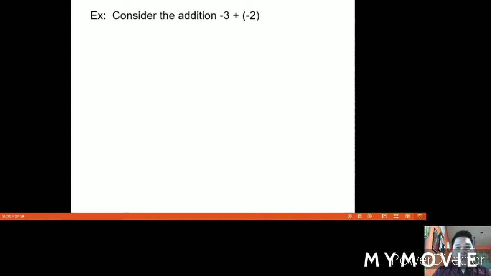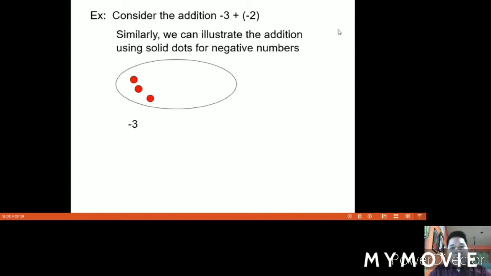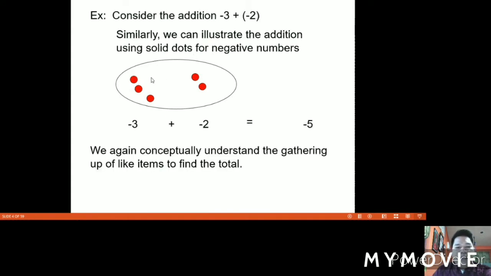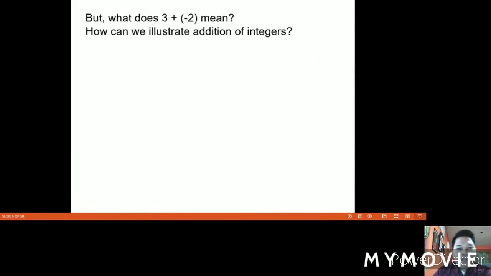Consider the addition negative 3 plus negative 2. Similarly, we can illustrate the addition using solid dots for negative numbers. Negative 3 plus negative 2 is equal to negative 5 because they have the same solid dots. We again conceptually understand the gathering up of like items to find the total. So if you have the same sign, you just add immediately, then affix the sign.